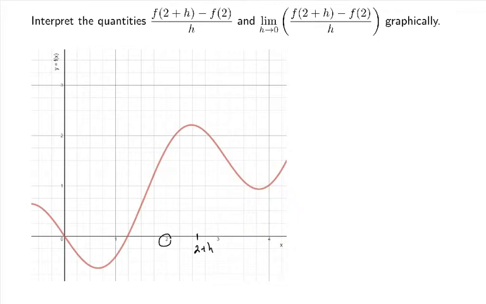Now we have corresponding functional values, of course. So there's the point on the graph of y equals f of x corresponding to the x value of 2. And it looks like right there is the point on the graph corresponding to x equals 2 plus h. And then, of course, we can look at functional values, so it looks like f of 2 is about right there. And f of 2 plus h looks to be about right there.